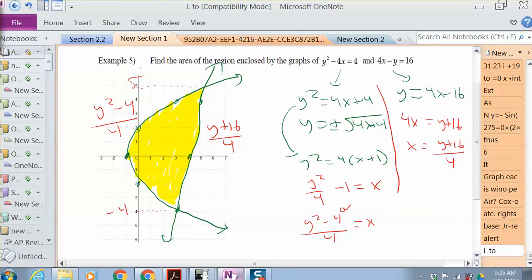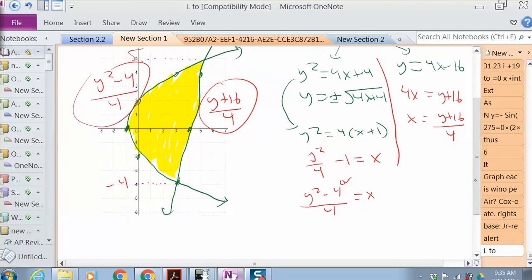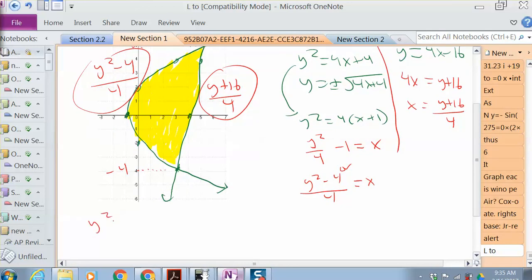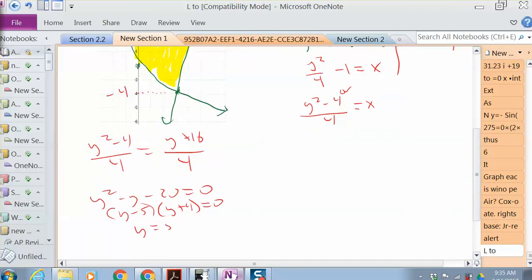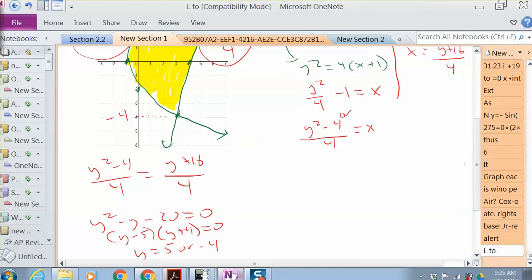If you're not entirely sure, you could solve for it by just setting these two expressions equal to each other. If you do that, I'll do the algebra off to the side here. If you were to set both those expressions equal to each other, you can multiply both sides by 4 to get them to cancel and move everything over to one side and factor. y equals 5 or -4. So that's how you can get your limits of integration. Just a little bit of algebra there.